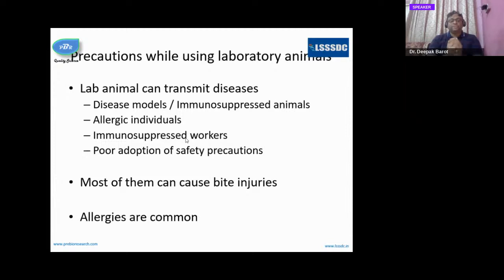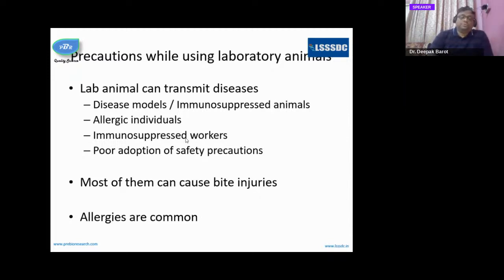There could be some allergies which may come. Many of us are allergic to dust, pollens and all. So we should be careful while dealing with these animals, because they have very fine fur across their body that cannot be seen by the naked eye, and it can really make you allergic. If you yourself have some disease, or for some reason you are immunosuppressed, then please make sure that you don't work with these animals, otherwise you may contract some disease.